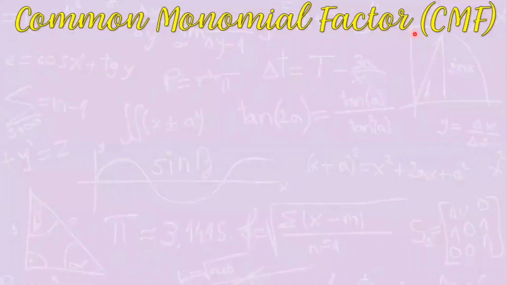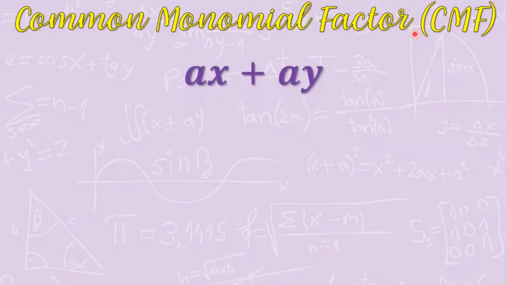Today's video, we're going to factor out polynomials using common monomial factor. Let's start. Suppose that we have ax plus ay. To factor it out, we need to think of a monomial in which each term can be factored out. So, tingnan mo daw yung given polynomial mo. So, we have a binomial because it only has two terms.